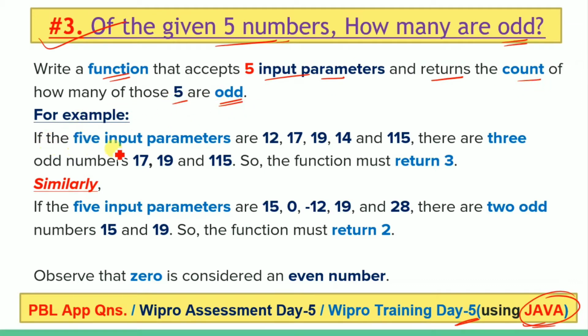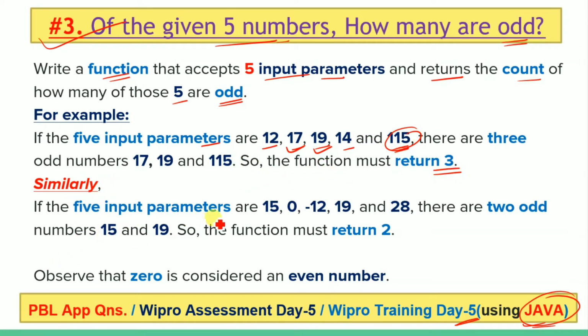For example, if the 5 input parameters are 12, 17, 19, 14 and 115, then here we can see that there are 3 odd numbers, that is 17, 19 and 115. So, the function should return 3.